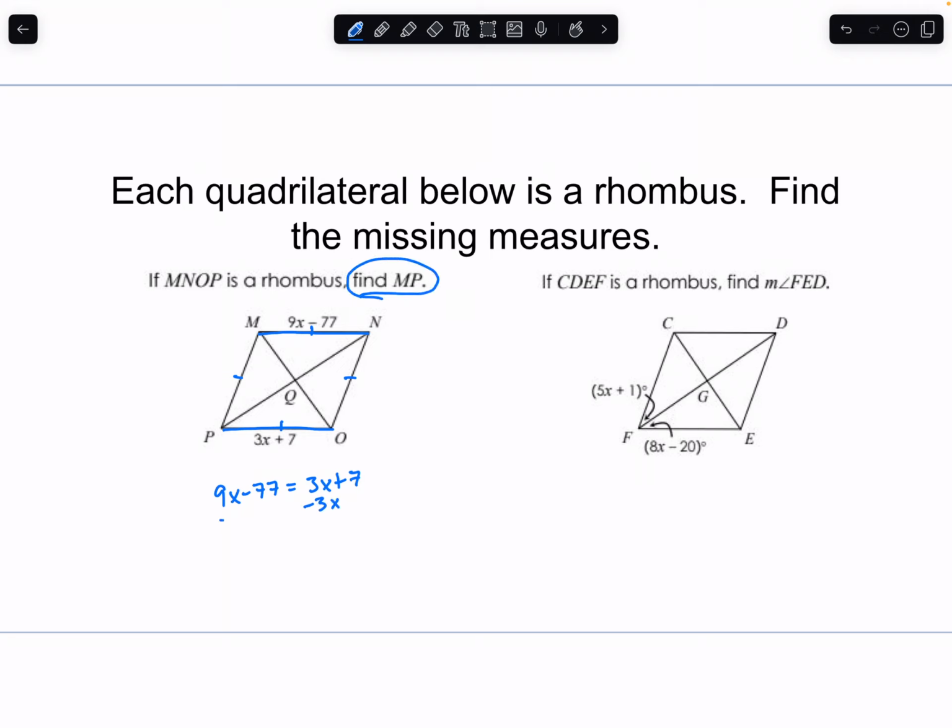Move the 3x over. 6x minus 77 equals 7. Move the 77 over. 6x equals 84. When you divide both by 6, you're going to get x equals 12. Is it 12? 84 divided by 6. 14, sorry.